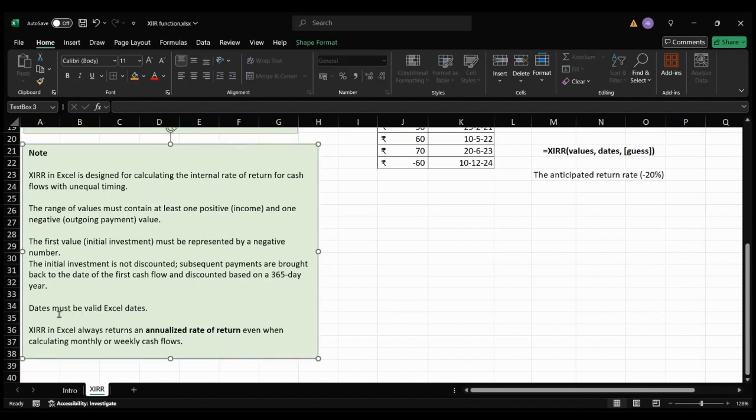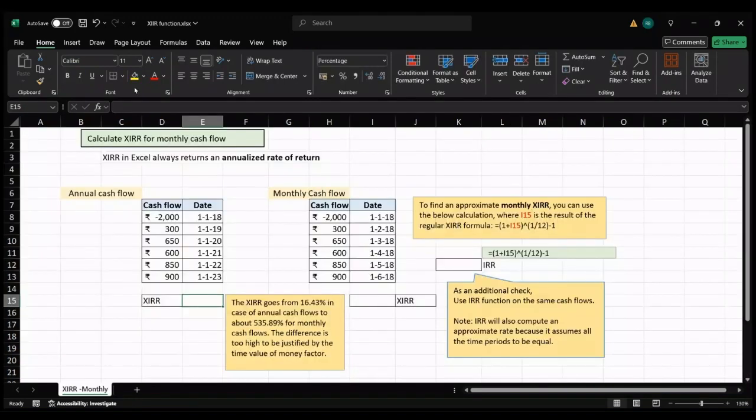One more thing is, XIRR in Excel always returns an annualized rate of return even when calculating monthly or weekly cash flows. Now let's calculate XIRR for monthly cash flow. First we'll discuss annual cash flow and then monthly cash flow. Here these are the cash flows and these are dates. Here it's given 1st January 2018, 1st January 2019 and so on.